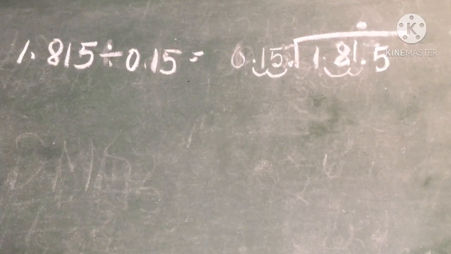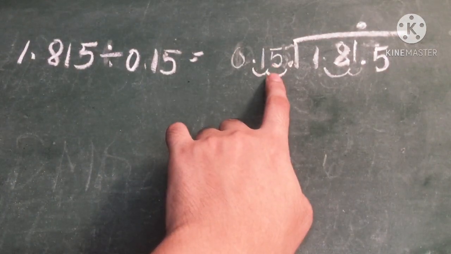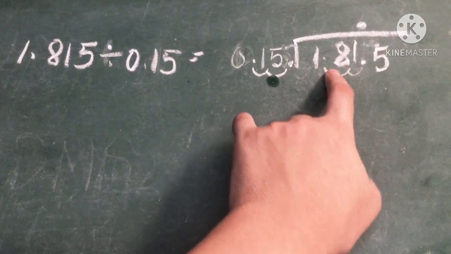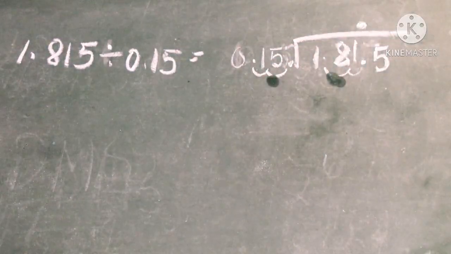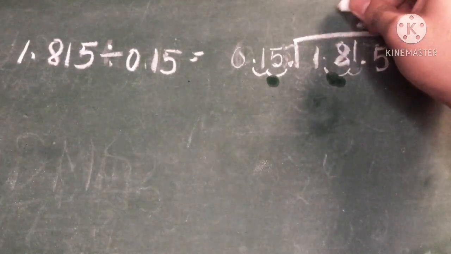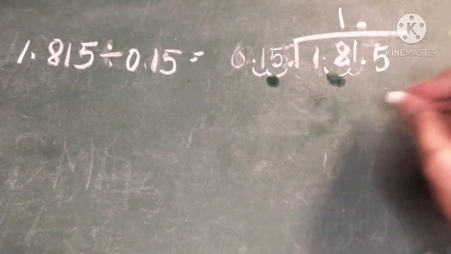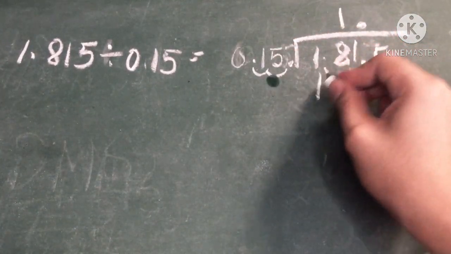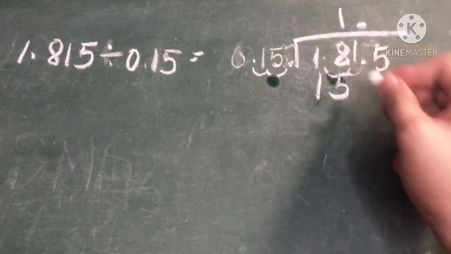So, magde-divide na tayo. Here, ang ating divisor ay 2 digits. 2 digits din yung gagamitin natin dito. So, 18 divided by 15 is equal to 1. After mag-divide, ta-times naman natin. 1 times 15 is equal to 15. Dito lalagay yung sagot, sa tapat ng 8.